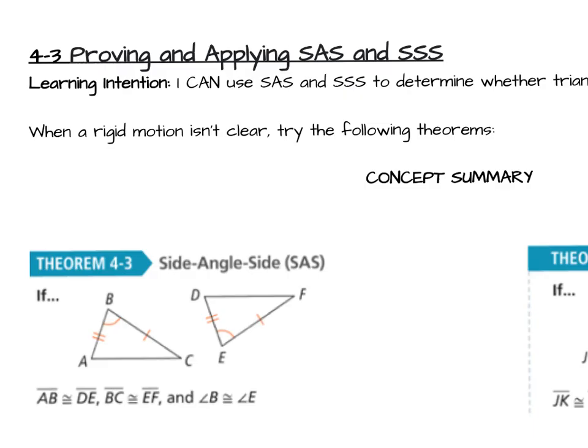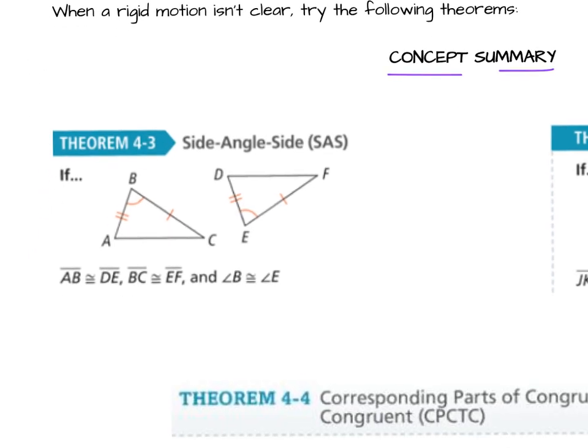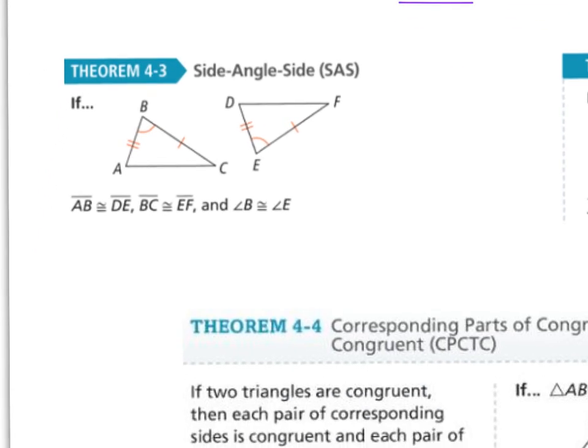4.3 is titled Proving and Applying SAS and SSS. Now the S's stand for the length of a side and the A stands for the measure of an angle. So down below in our concept summary, we have a breakdown of two versions. If we look at what's called SAS, that's theorem 4.3. And in SAS, two sides in one triangle and two sides in the other triangle match. And then the angle that's in between them would also be congruent. So it's side, angle, side.